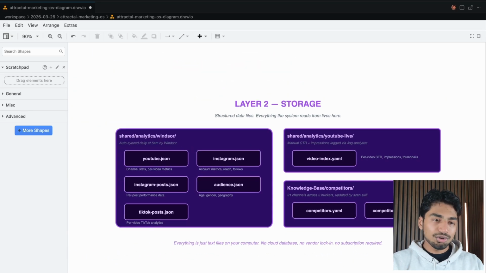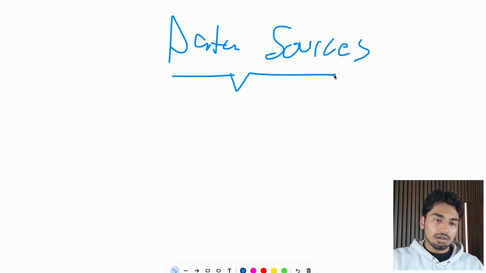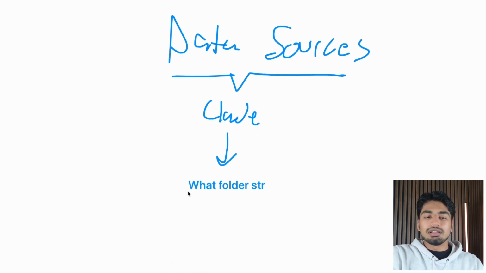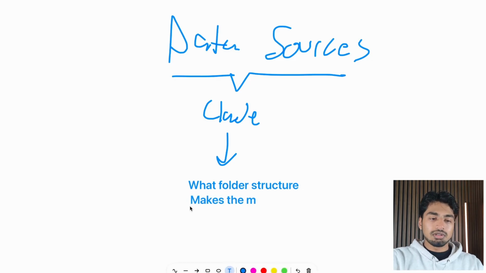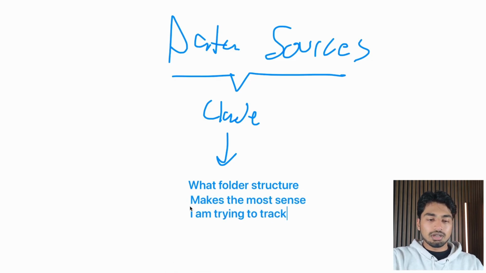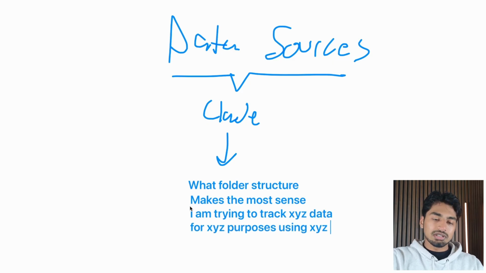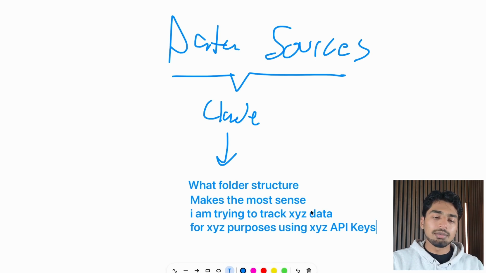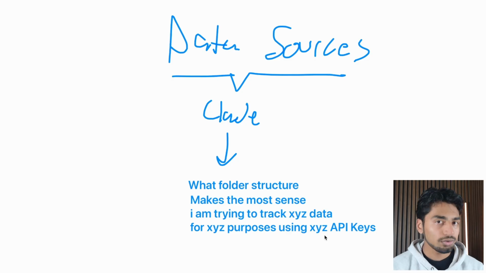Now, if you don't know where to start, all you're going to do, once you have all of your data sources, is go to Claude and ask, what folder structure makes the most sense? Guys, this is literally what I did. So I'm not trying to shortchange you here. This is the process I took to make this happen. I am trying to track XYZ data for XYZ purposes using XYZ API keys. I'm trying to track my marketing data to decrease ad spend using Apify, or I'm trying to track my team spend to decrease my team members using Apify, whatever the API service is, right? Those are just some examples. You literally ask Claude this. Claude will create the folder structure for you and go from there.